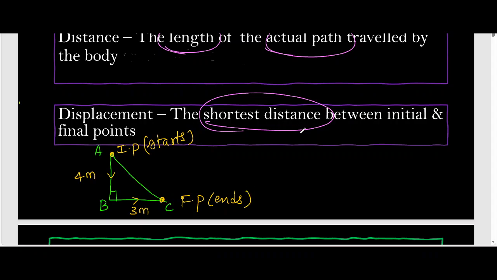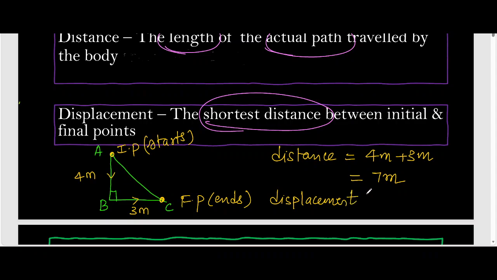Now if I ask you what is the total distance traveled by the body? It traveled from A to B and then B to C. So it is 4 meters plus 3 meters. So total it is how much? 7 meters. If I ask you displacement, what is the displacement of the body?